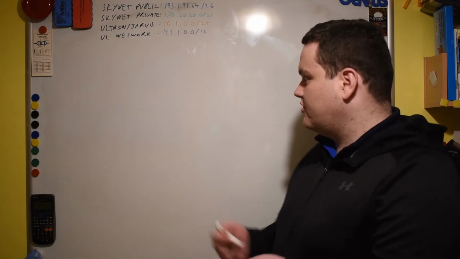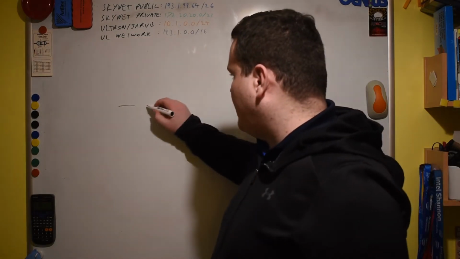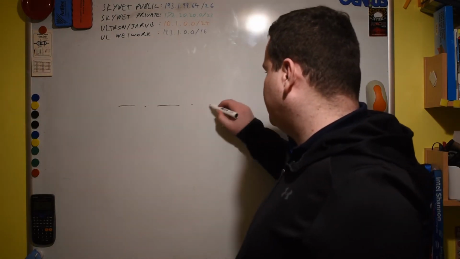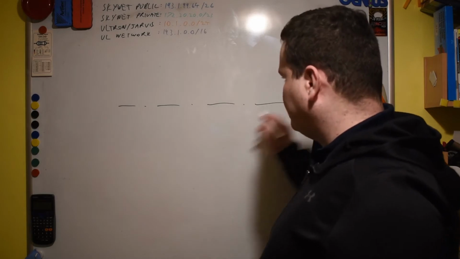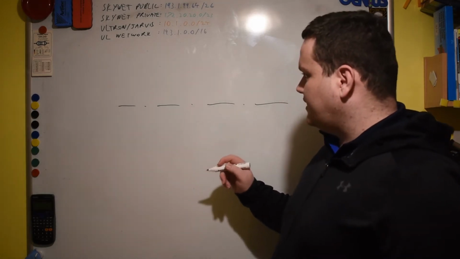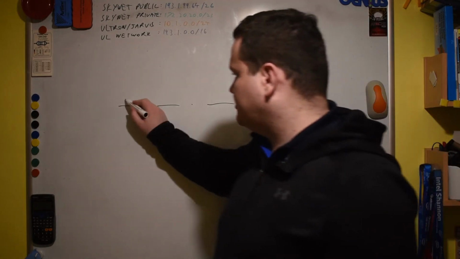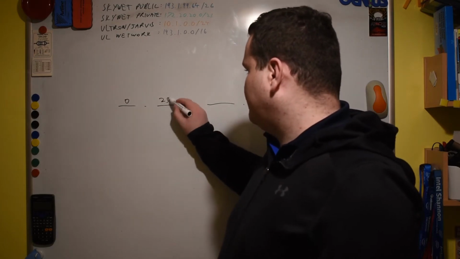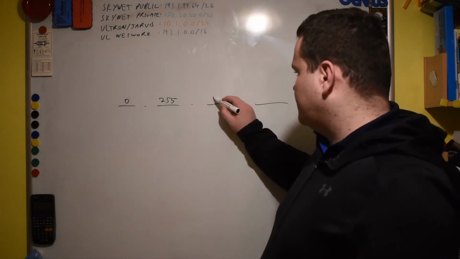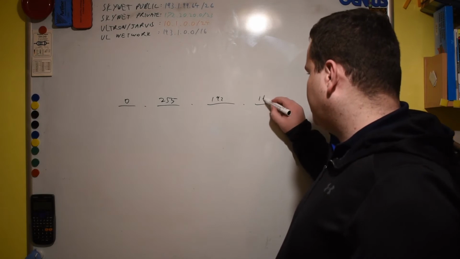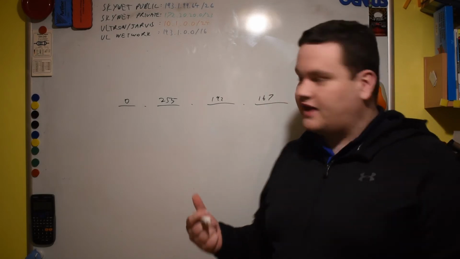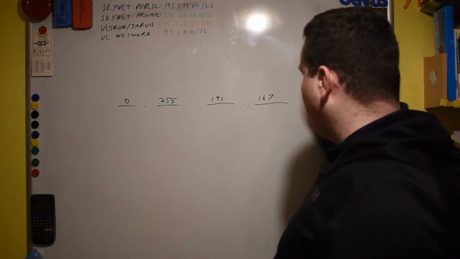In IPv4, you have 4 tuples separated by dots. And then these are filled in with numbers between 0 and 255. So you can have any number between those numbers in them. And that's what makes up an IP address.